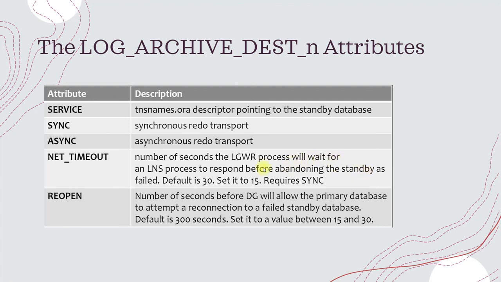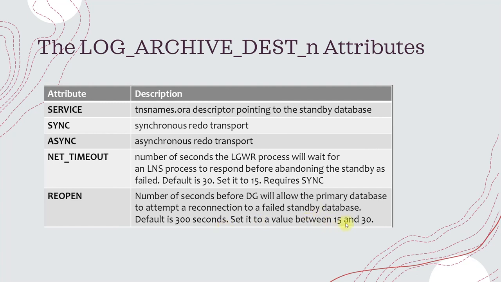Now you don't want it to immediately abandon and start running in maximum performance mode, right? You want the primary database to retry connecting, because there are chances where there is a network lag, or the network went away and then comes back immediately, and it is fixed somehow. Then you need to set up the reopen parameter as well. So as soon as the connection is lost, the default is 300 seconds, which is 5 minutes, and in 5 minutes the primary database will retry to connect to the standby database.